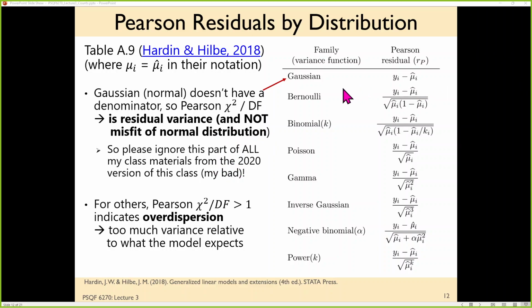So I'll blame the pandemic on that, but normal distribution does not play by these rules, is what I want you to remember. It's these other ones all have a way of getting to this. So we are concerned about this summary statistic of distribution fit being larger than 1, which represents a term called over-dispersion. That means too much variance relative to what the model is expecting. Too much variance in the data.